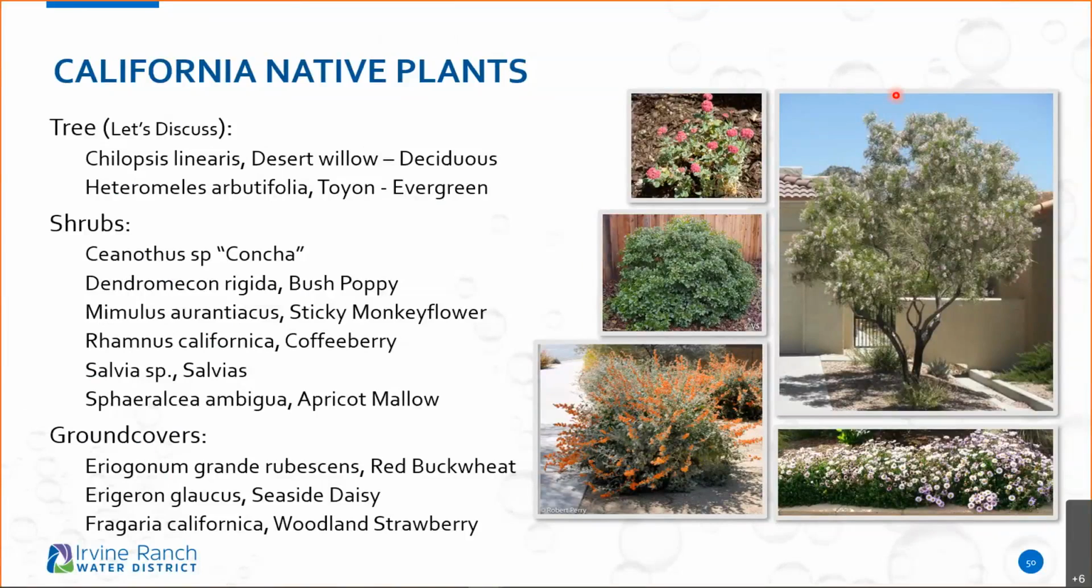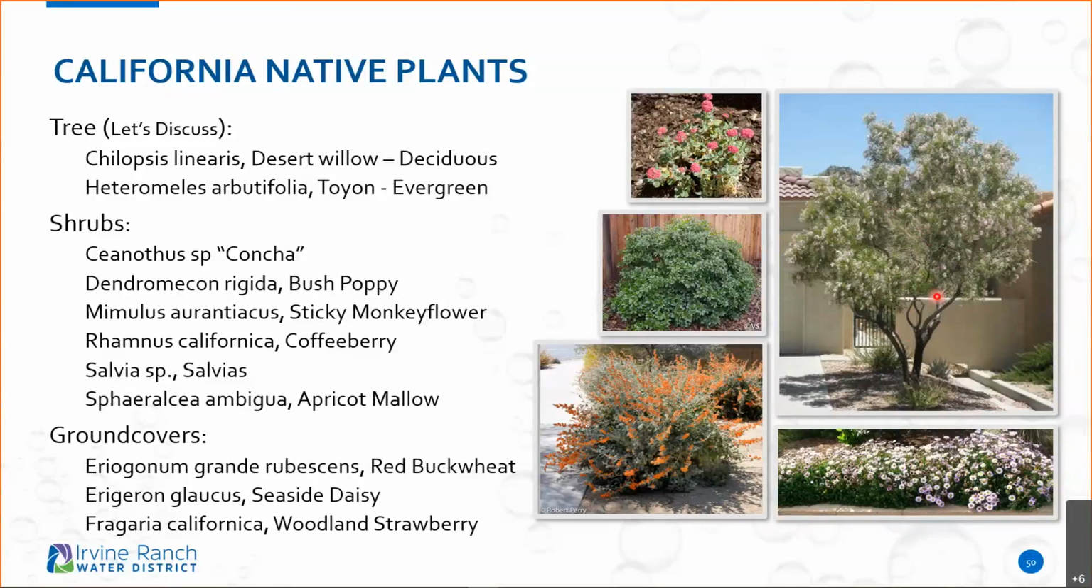Now, as far as these trees go, like Chilopsis linearis, this is the desert willow. Well, I love desert willow. Actually, I have one planted right in front of my house out in my front area. I love it because it's going to start to go deciduous, opening up that beautiful branching structure. And once it starts to bloom in the spring, it just keeps going and going and going into the fall. What a gorgeous, gorgeous shrub tree, as you can call it, that does really, really well in the landscape.